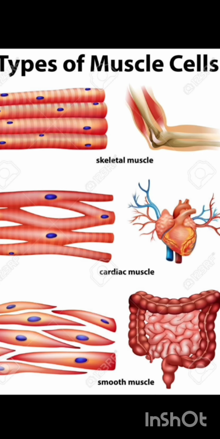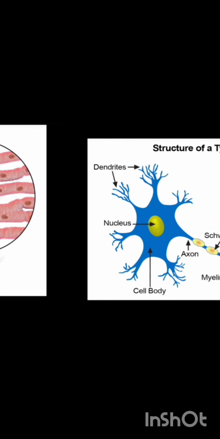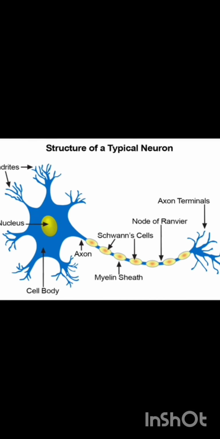Okay. Next, we need to see about nervous tissue. This is the structure of a neuron. Nervous tissue comprises nerve cells or neurons. They are the longest cells of the body. Neurons are the structural and functional unit of the nervous tissue. The elongated and slender processes of the neuron are the nerve fibers.